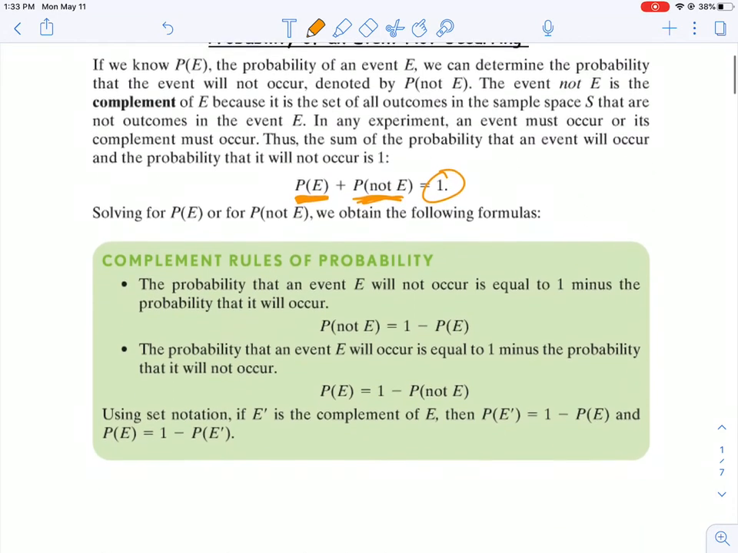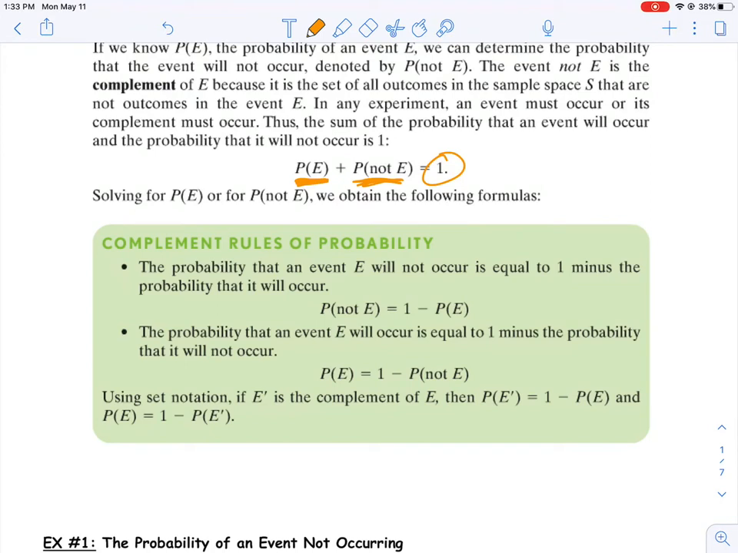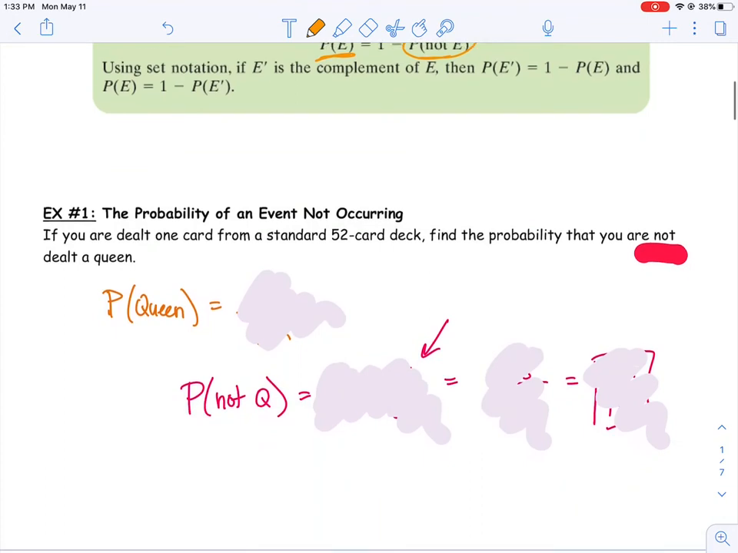Okay, so if you want to figure out the probability of something not happening, but maybe you don't know it, you could figure out the probability of it happening and then subtract it from the whole. Or the other way around. If you know the probability of it not happening, then you could subtract it from the whole to get the probability of it happening. So you can use the idea of subtracting from the whole amount to get the part that you need. Okay? Let's look at a few examples here.